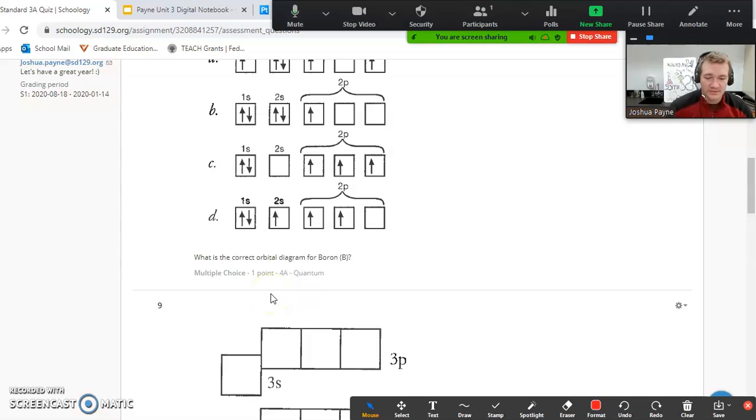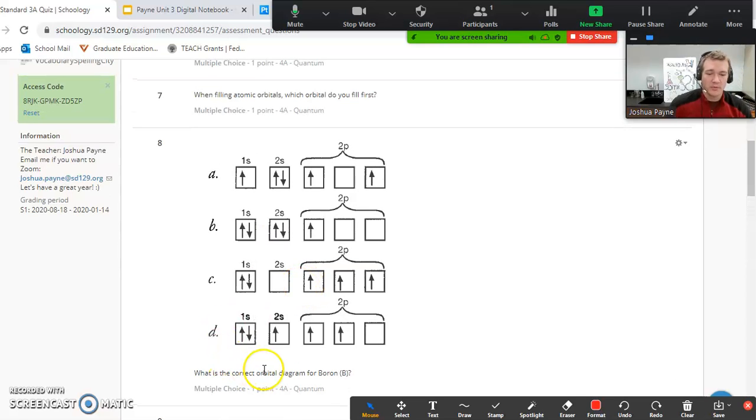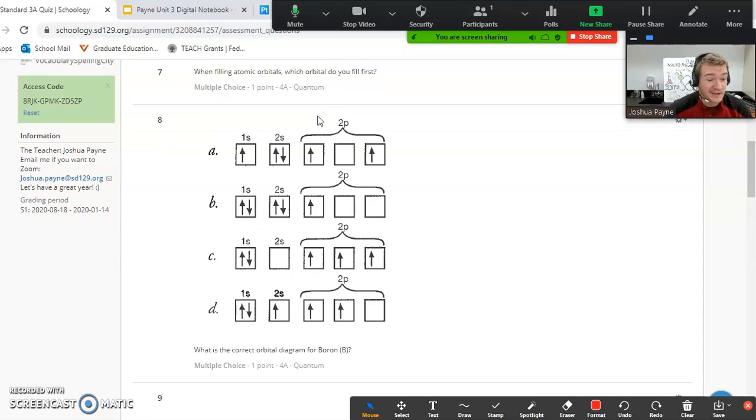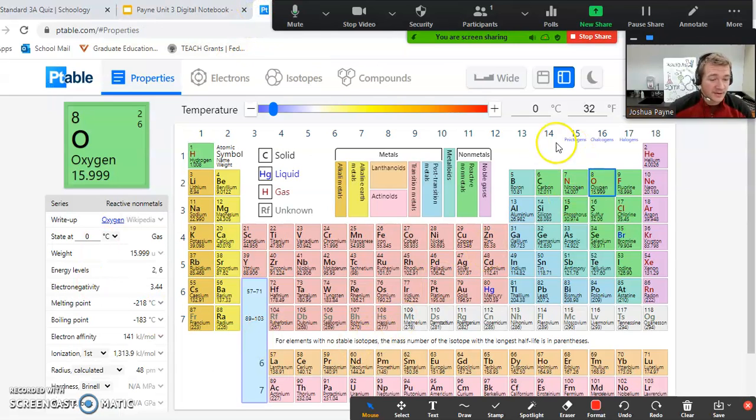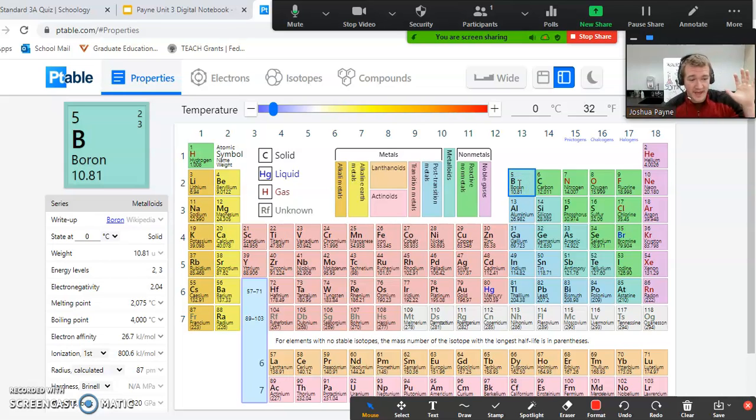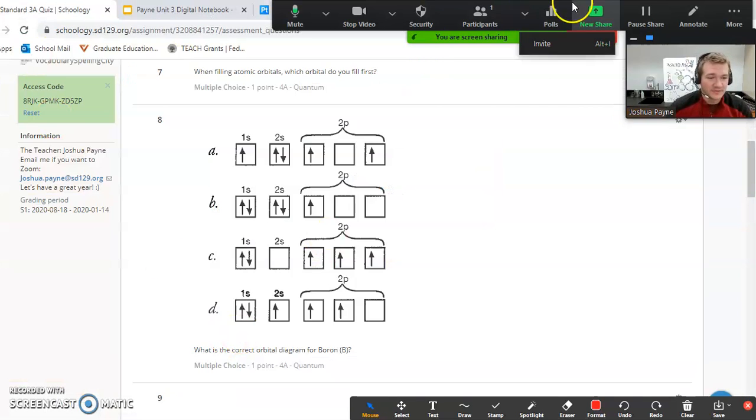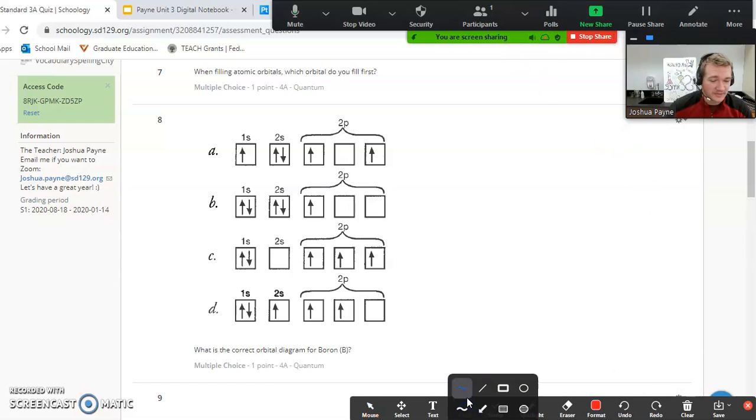Now, this one. What is the correct orbital diagram for boron? We have 4 choices here. First thing we have to do is figure out how many electrons boron has. And in our periodic table, we see boron is element number 5, which means it has 5 protons. Boron has always and always will have 5 protons. And in order for it to be neutral, it has to have 5 electrons to balance out. So, first thing we need to do is find out which ones have 5 electrons.